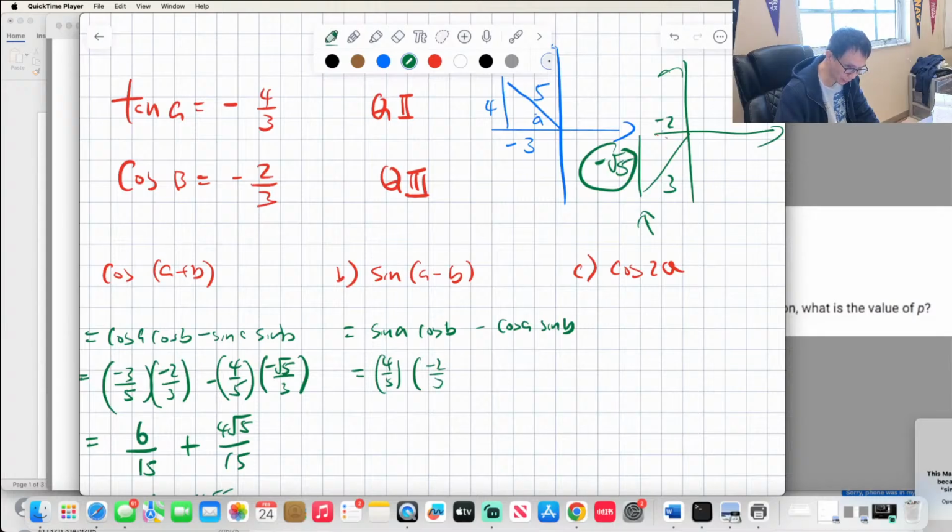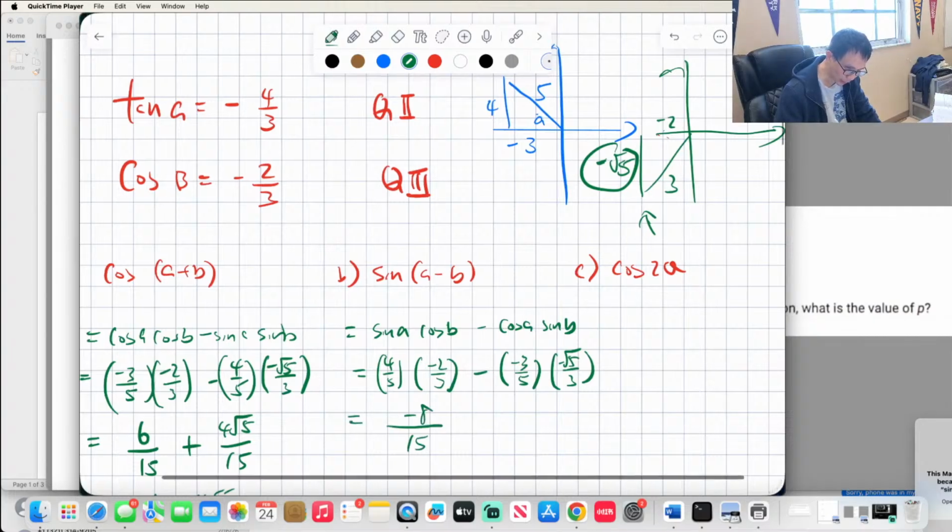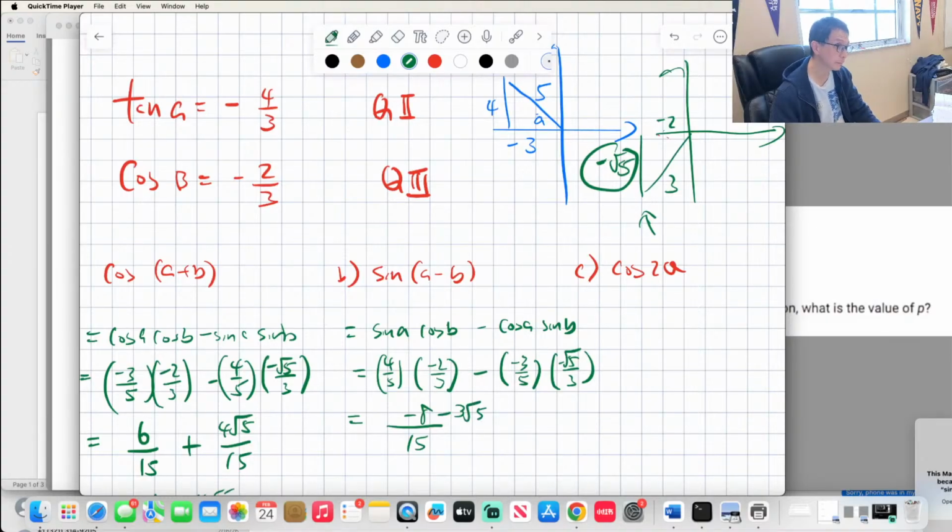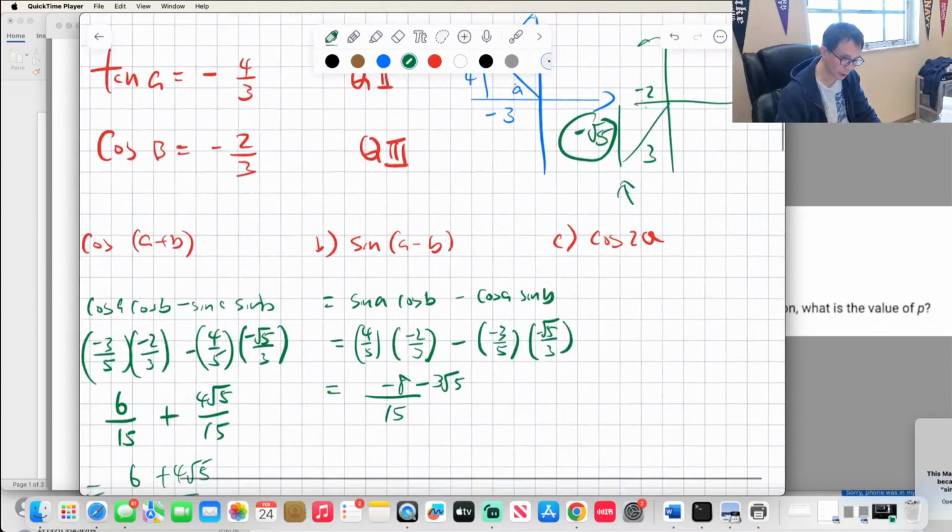Negative 2 over 3. Is that okay? What is cosine of A? Okay, what is sine of B? What is it? Negative root 5 over 3. Good. So then therefore it's going to be 15 negative A. And there's 3 negative signs, so minus 3 square root of 5. Is that okay? Okay.